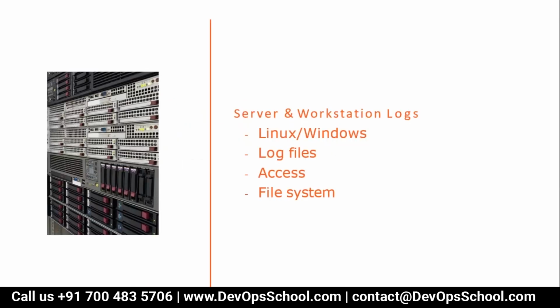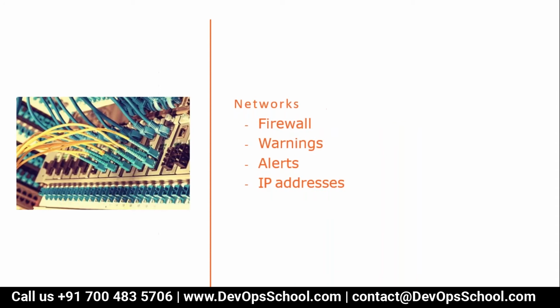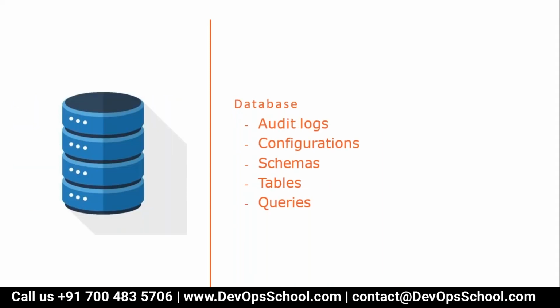So some of the components where we can get the log: yes, Linux log, Windows log. You may have logs in the log files, access log, file system logs written by server or workstation logs. Now network: firewalls, warnings, alerts, and IP addresses. These are the logs which you have. Different kinds of network logs we may have. Database log, which includes audit log, configuration log, schemas log, table log, queries log. So these are the logs which our database will generate.